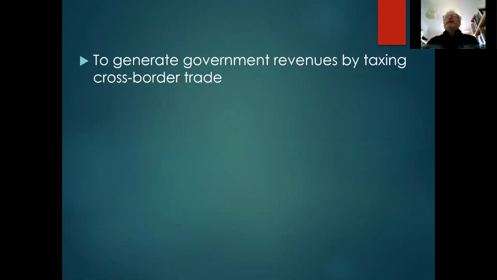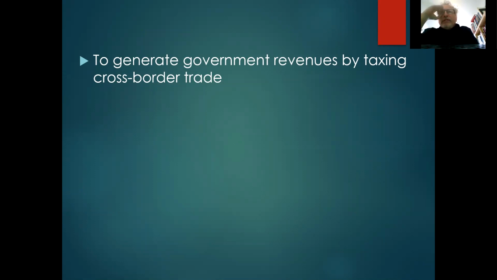Okay, another reason to restrict trade by certain measures is revenues from tariffs. So tariffs are customs duties. These are imposed at the border when goods cross those borders. They make foreign goods, essentially imported goods, more expensive. Well, that can also be justified by protectionism, but also tariffs do provide revenues for governments.